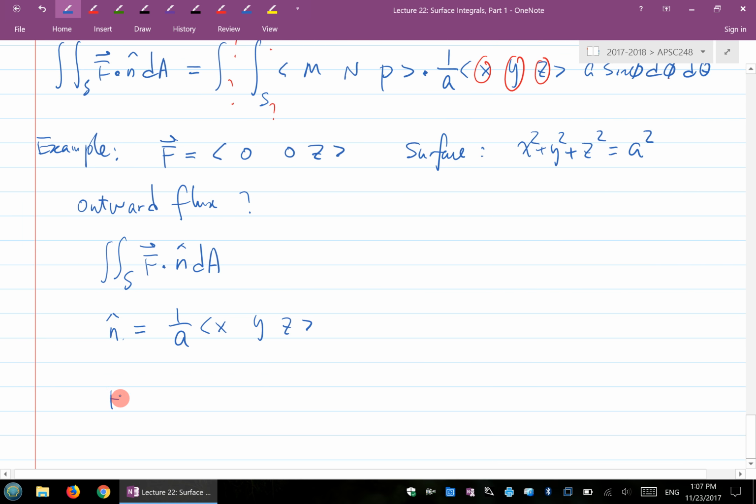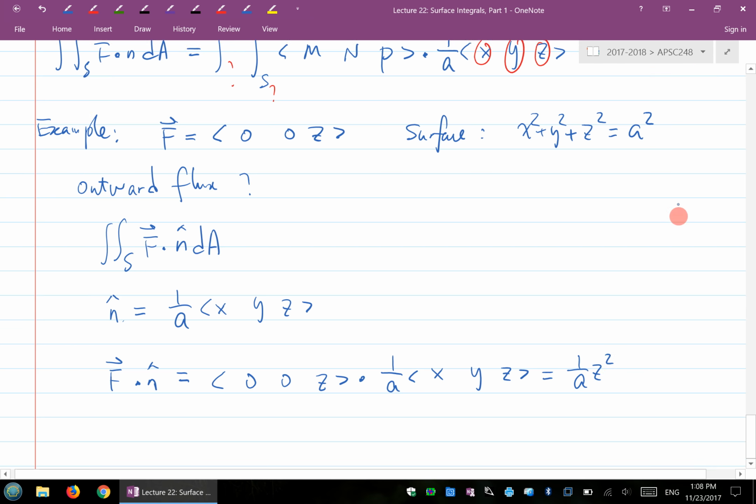So I'm going to try to calculate this f dot n hat first. Just break down the calculation a little bit before putting everything together. So f is 0, 0, z dot 1 over a times x, y, z. That's the dot product. So it's just 0 times x plus 0 times y, and then plus z times 1 over a z. We get 1 over a z squared. That's f dot n hat.